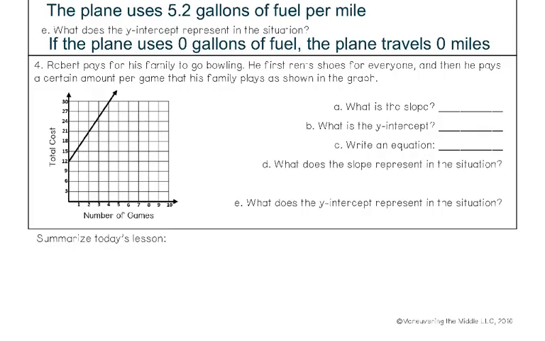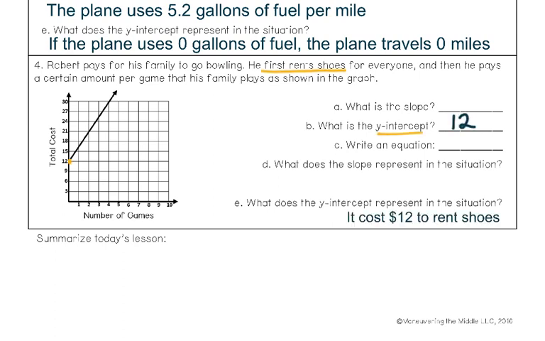So let's go ahead and look at this last example. This one's going to be one you're going to do more by yourself. So let's pay attention and make sure you're doing this. It says Robert pays for his family to go bowling. He's going to first rent shoes for everybody. Then he's going to pay a certain amount per game that his family plays. And that's shown right here in the graph. So it might be easier to start with the y-intercept. What is it and what does it mean?